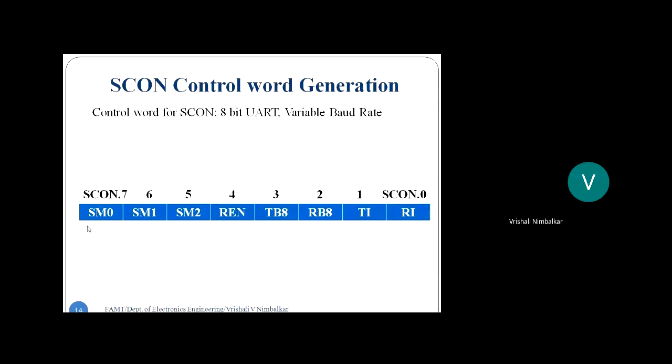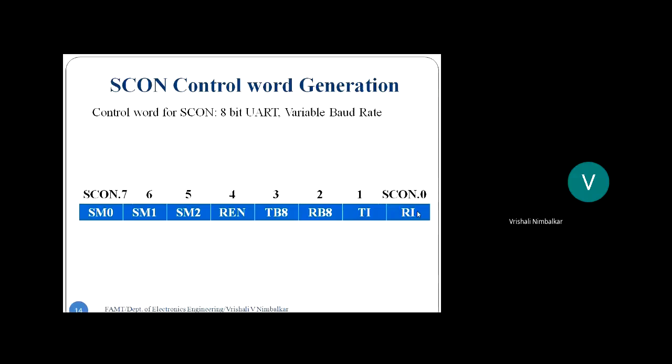Correct? So let us start from the MSB side, bit 7 and bit 6. It will be 0 1. SM2 is multiprocessor communication. No, I am not doing multiprocessor communication. So the SM2 bit will be 0. While doing reception, REN, the receiver enable, will be set. During transmission, this bit will be kept 0. Next, 8-bit UART means TB8 and RB8 are not in use. So again these two bits will be 0 0.